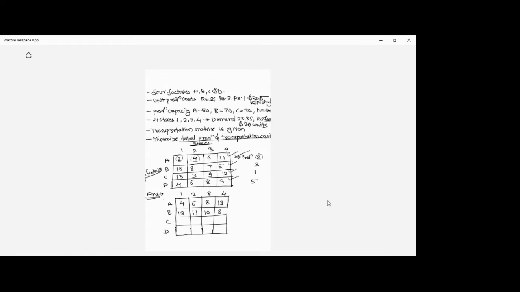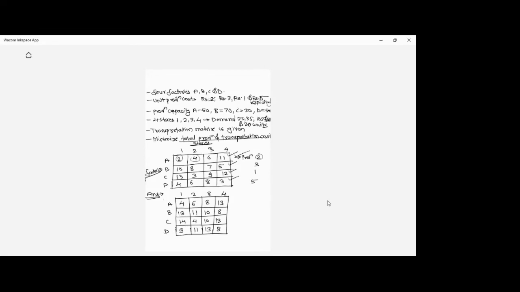For this, it will be 13 plus 1 is equal to 14, 3 plus 1 is equal to 4, 9 plus 1 is equal to 10, 12 plus 1 is equal to 13. And lastly, we have 4 plus 5 is equal to 9, 6 plus 5 is equal to 11, 8 plus 5 is equal to 13, and 5 plus 3 is equal to 8.